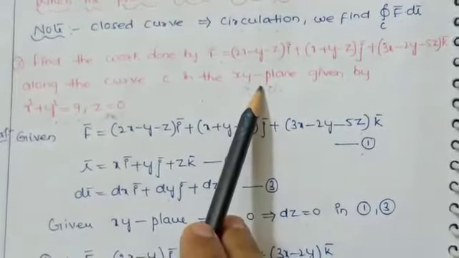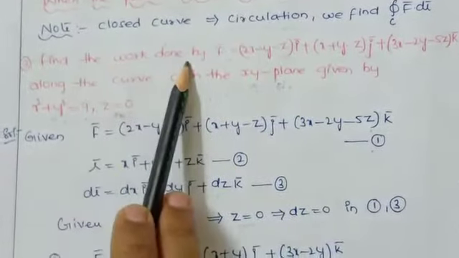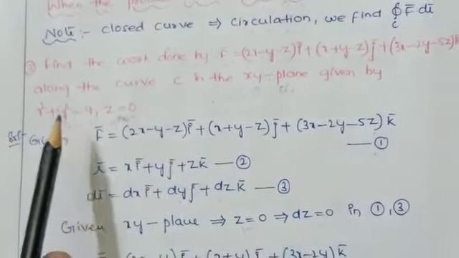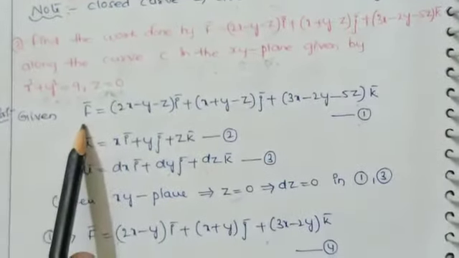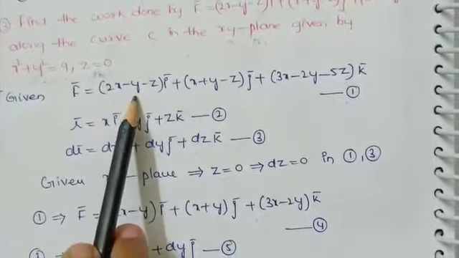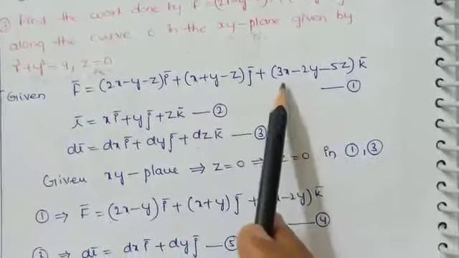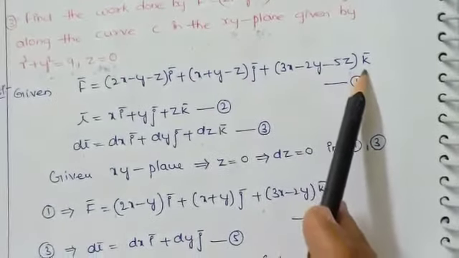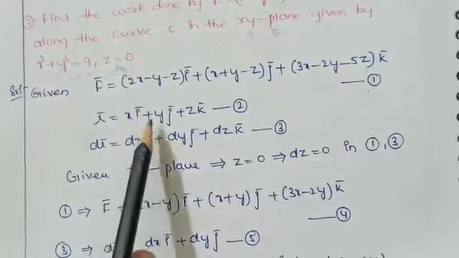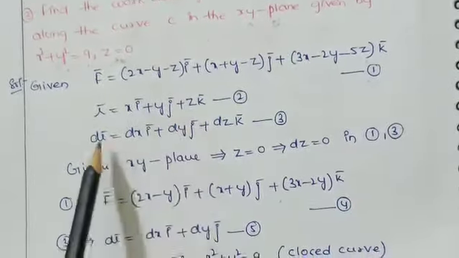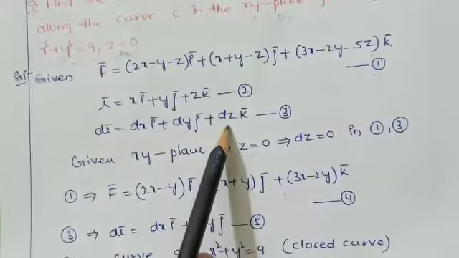So the question can be in the form of find the circulation, or the question can be in the form of find the work done when circle is given. So on the circle, we are going to convert our solution. Coming to the solution, f bar is given 2x minus y minus z i bar plus x plus y minus z j bar plus 3x minus 2y minus 5z k bar. R bar is given. We know that r bar is the position vector, xi bar plus yj bar plus zk bar. We are finding the respective derivatives dx i bar plus dy j bar plus dz k bar.